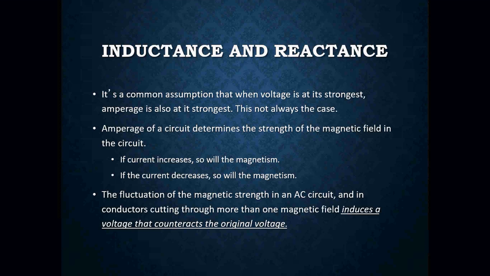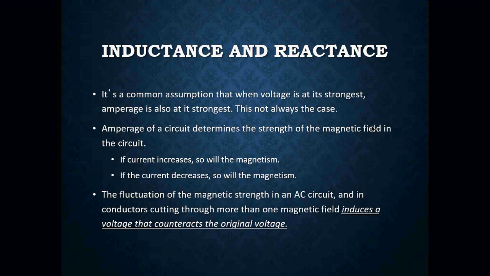Okay, inductance and reactance. It's a common assumption that when voltage is at its strongest, amperage is also at its strongest. This is not always the case. Amperage of a circuit determines the strength of the magnetic field in that circuit. So as we increase the current, we increase the magnetism. The magnet will become more powerful. And the same applies if we decrease the current going through there. The magnetism will also become weaker.